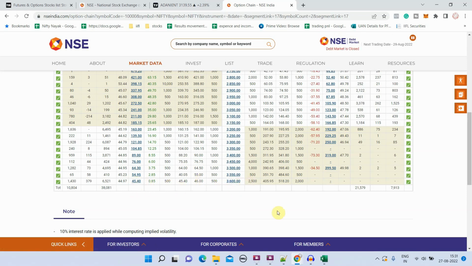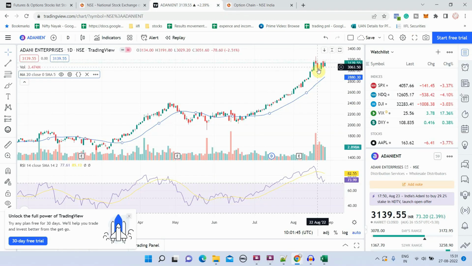And after that, you can see there was a retracement which happened slightly. And when this fell, my Adani Enterprises option, what I had sold, even that fell and came to almost 35. Okay, and which already gave me more than 10-12% of my capital. So I was happy with the profit what I had made. So I closed the trade and booked my profit.